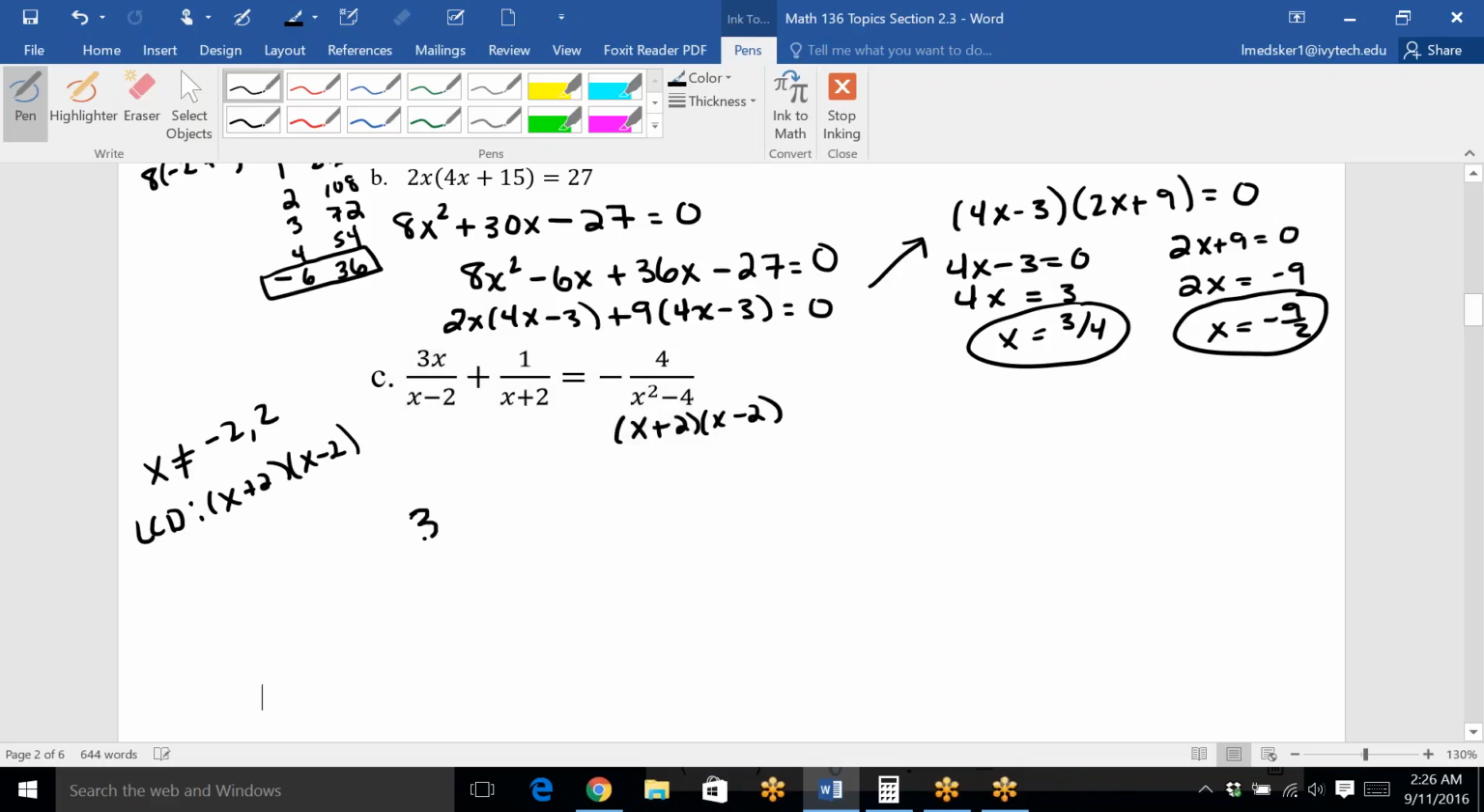So essentially, this first one is 3x and an x plus 2, because the x minus 2's would cancel out, plus a 1, because that's my next numerator, and this x plus 2 would cancel out, so we'd still have x minus 2 equals, go ahead and put that negative with the top, so negative 4, and all of the denominator would cancel out because it's the exact LCD. So then I will distribute.